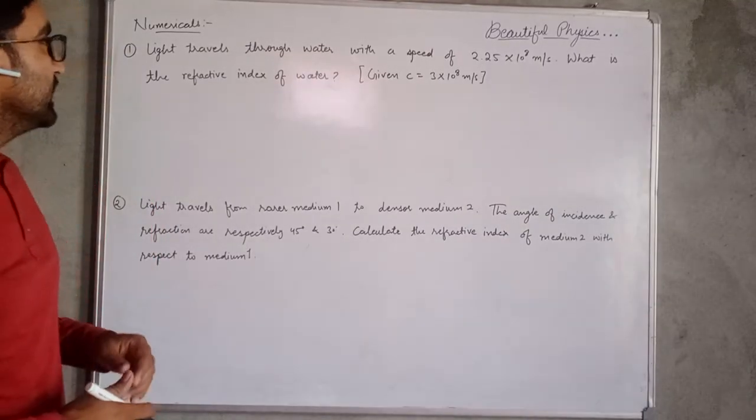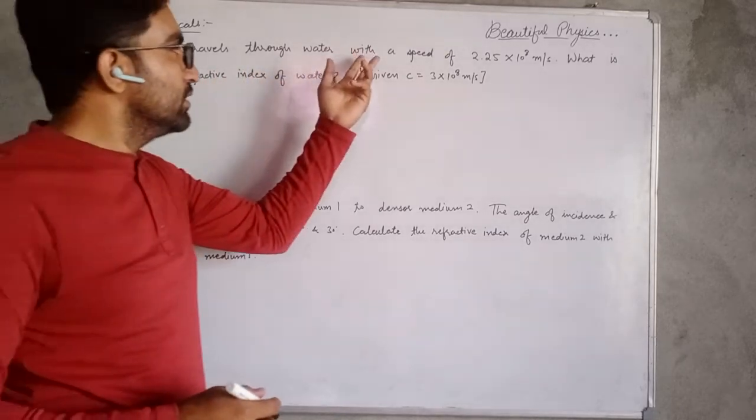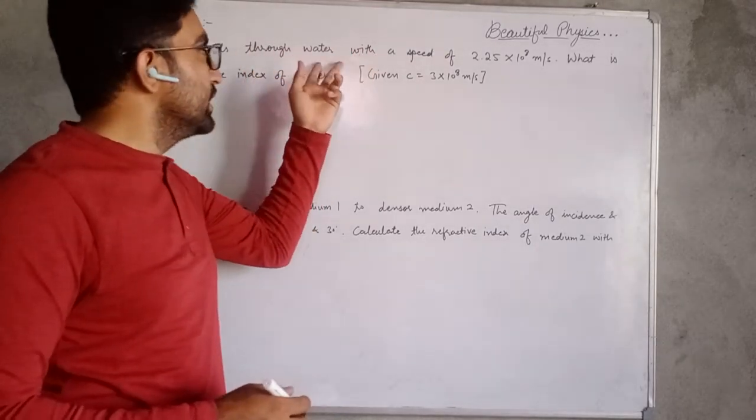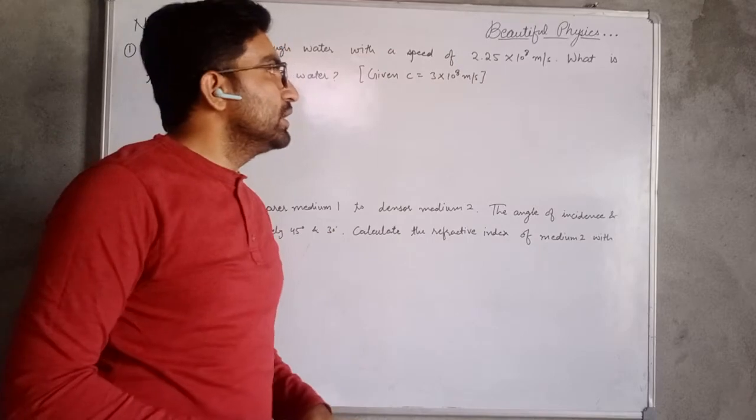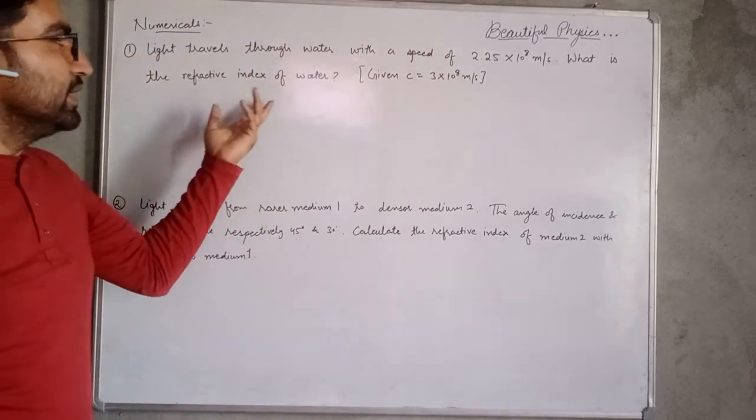Let's talk about some numericals. First one: light travels through water with a speed of 2.25 into 10 raised to power 8 meter per second. What is the refractive index of water?